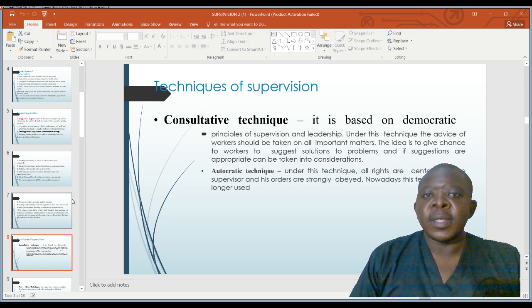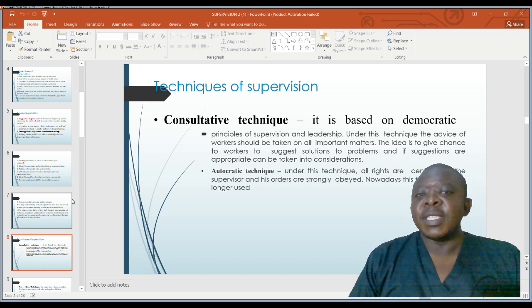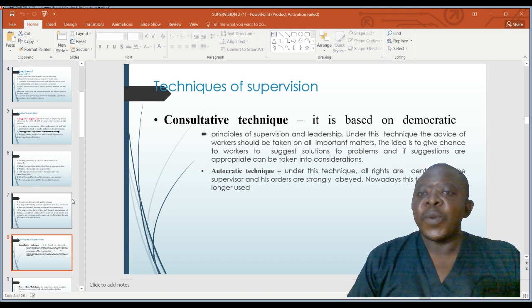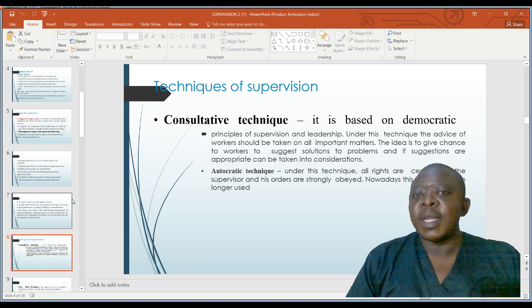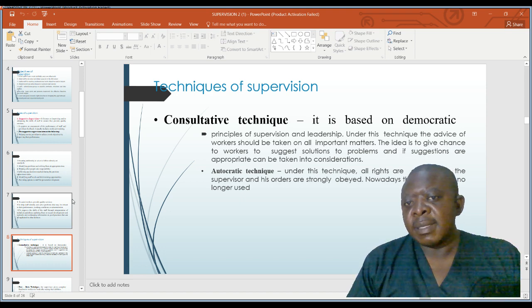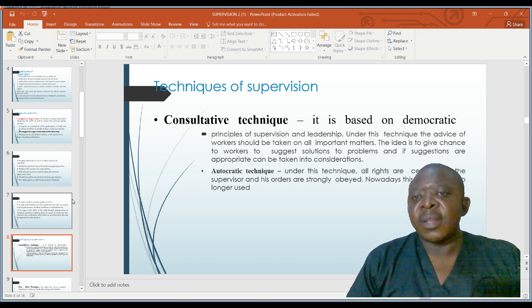So the consultative technique is based on democratic principles of supervision and leadership. Under this technique, the advice of workers should be taken on all important matters. You are more like using a democratic kind of style in getting consultation. Then the autocratic technique, under this, all rights are centered in the supervisor, and his orders are strongly obeyed.